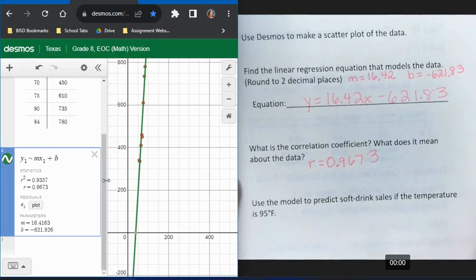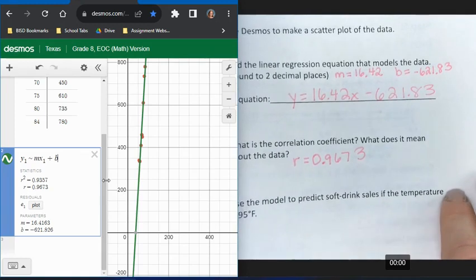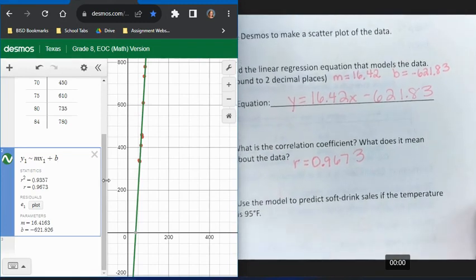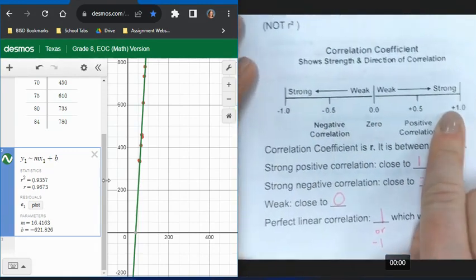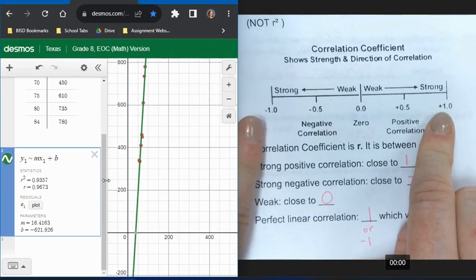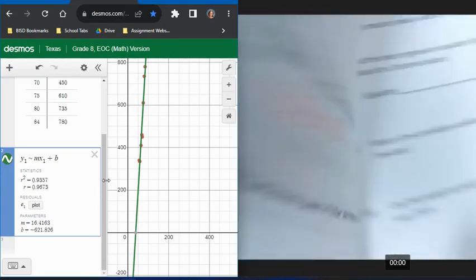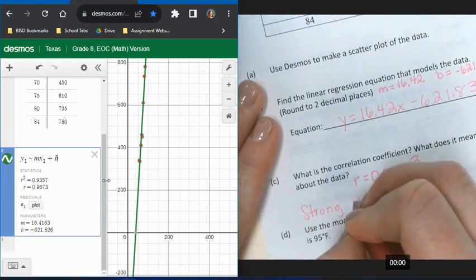And then what does that mean about the data? So look back at the front. Is it positive? Is it negative? Is it strong or is it weak? What is it close to? Close to +1. So it's strong and it's on the positive side. So we're going to write strong positive correlation.